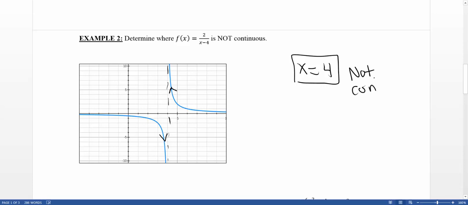But everywhere else, I can see, both on my graph and through my testing, that the functional values will be the same from the left and the right. So any other point I pick that's not 4, I should have no problem, because the limit will match the functional value. So again, my intuition told me that I don't want to divide by 0. And then when I graphed it, it confirmed what I thought, because I saw this asymptote. And so I couldn't draw my graph at 4 without picking it up off the paper. So here, again, this function is continuous everywhere except for 4.